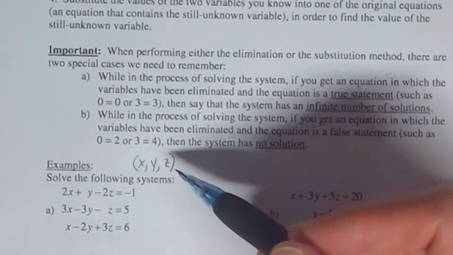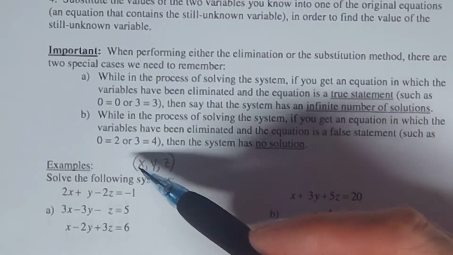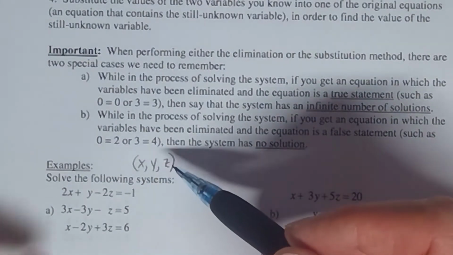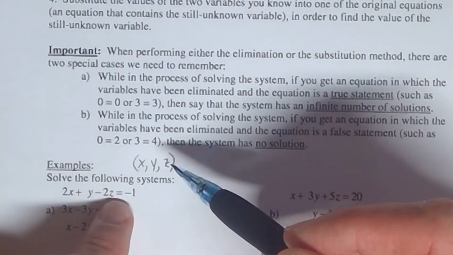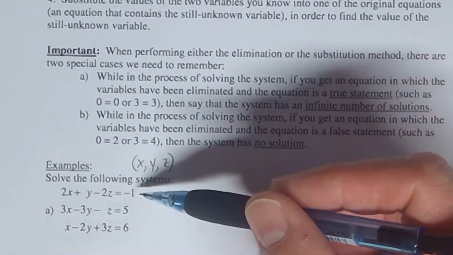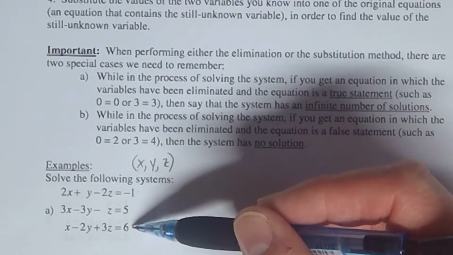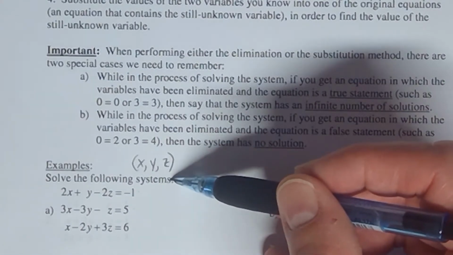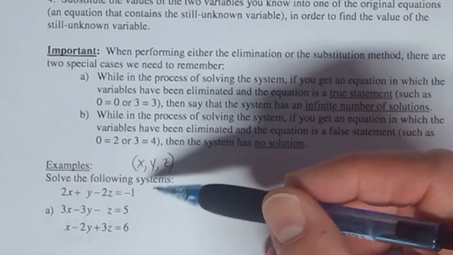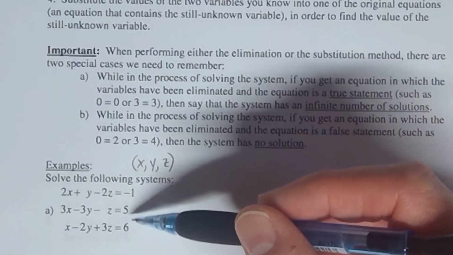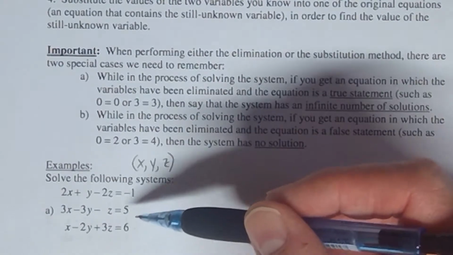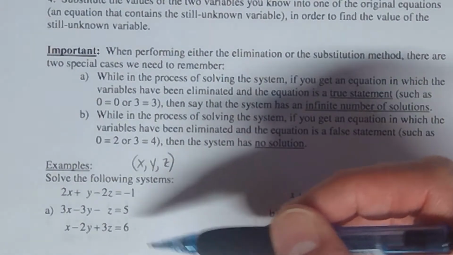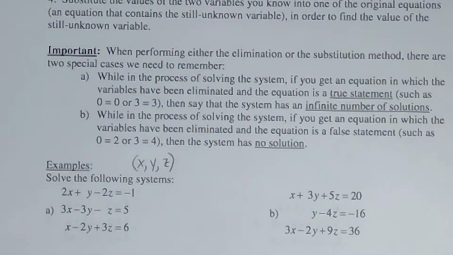And just like in 3.1, whatever those three numbers end up being, they are the numbers that, when you plug them into the x, y, and z respectively, are going to make all three of these equations true. Remember, when you solve a system, you're finding the answer that is a solution to all three equations. That means that if you plug it into all three equations, they are true.